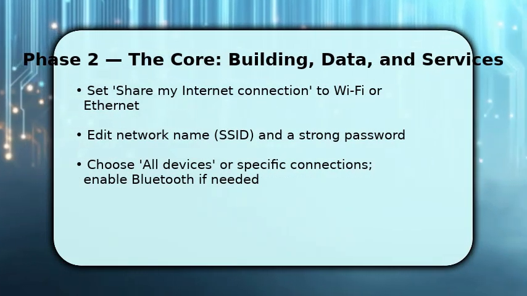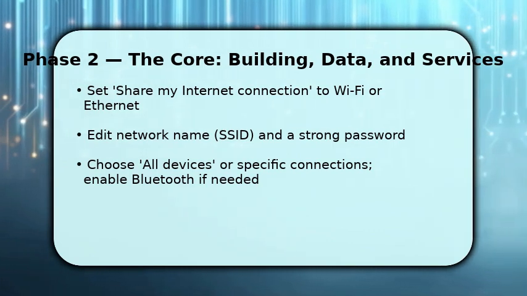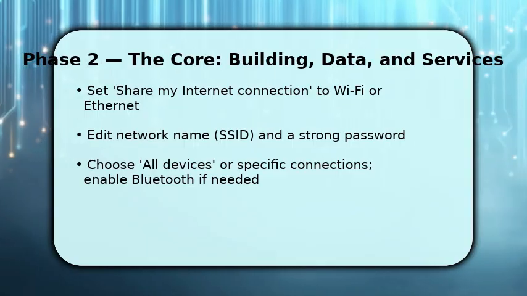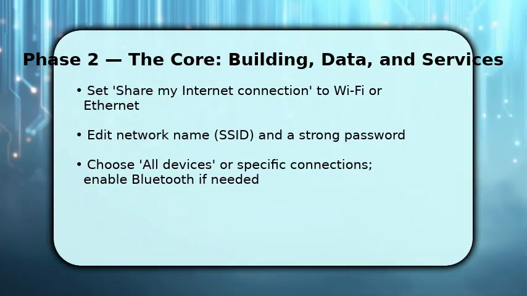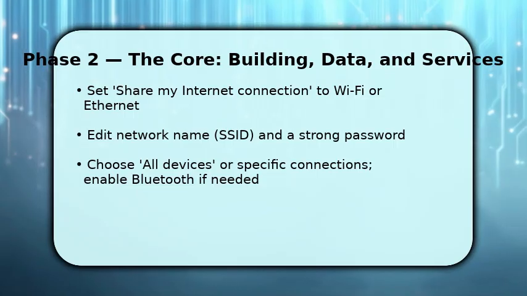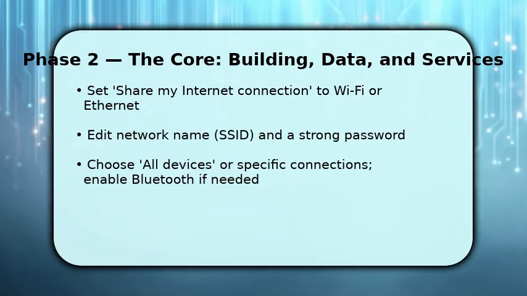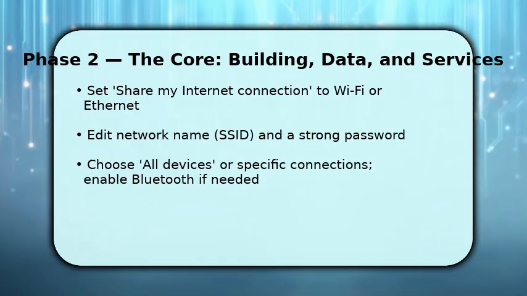Select Wi-Fi or Ethernet from the Share My Internet Connection menu so Windows uses the correct source. Then edit the network name and type a secure password because weak passwords invite access. Make sure you pick whether to share with all devices or limit connections. If you need phone pairing, enable Bluetooth. These steps determine reach, security, and which adapter carries the traffic.